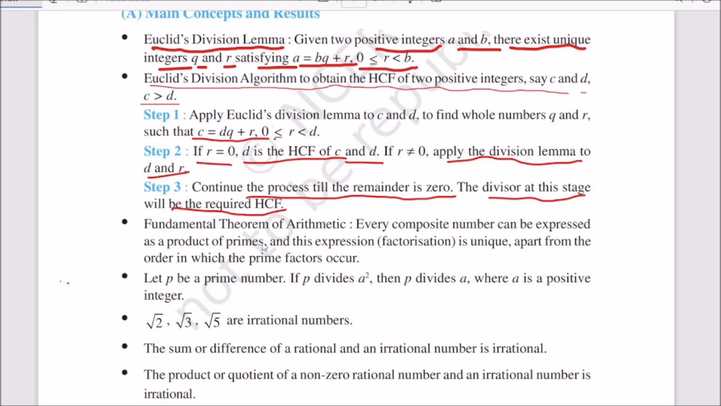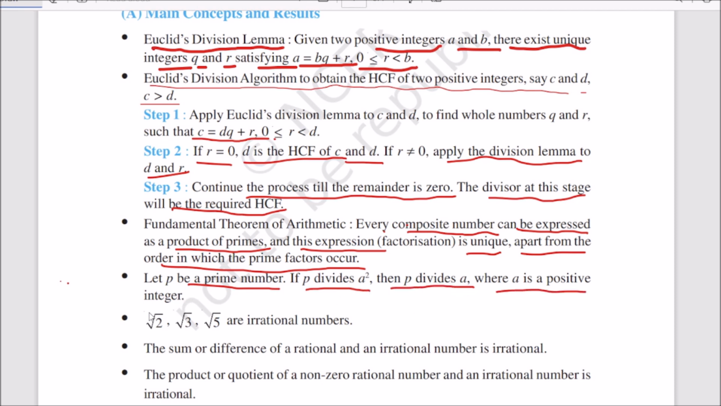Next is the fundamental theorem of arithmetic. Every composite number, that means which is not a prime number, can be expressed as a product of primes, and this expression is unique apart from the order in which the prime factors occur. Next, if p is a prime number and p divides a square, then p divides a, where a is a positive integer. Next, square root 2, square root 3, square root 5 are all irrational numbers.